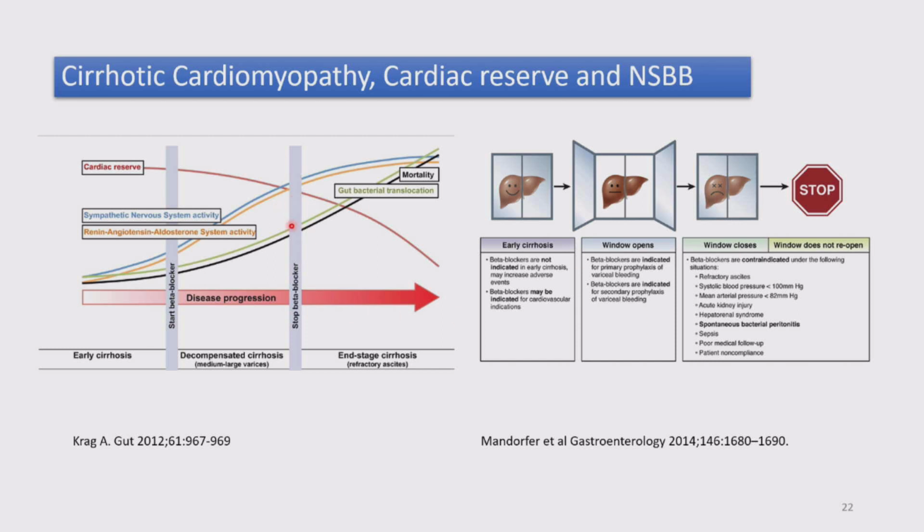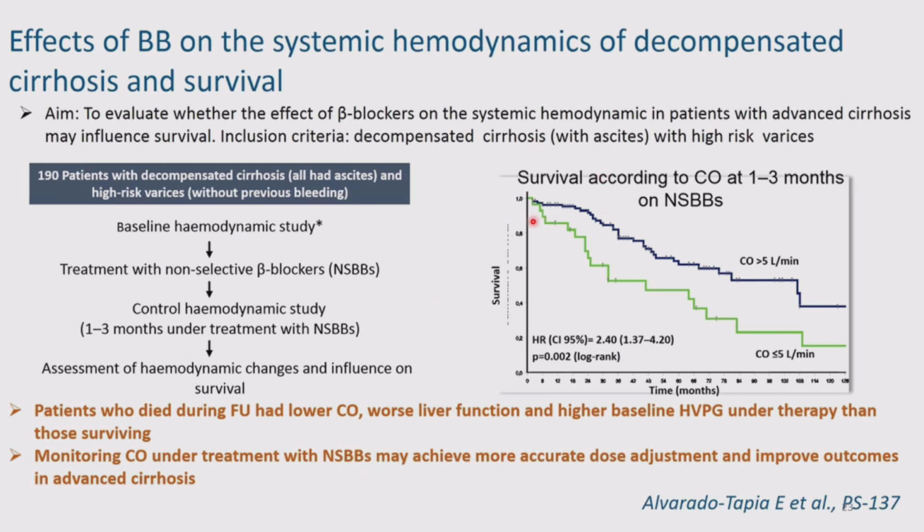So as long as the cardiac index is maintained, not the MAP, there's a dissociation between MAP and cardiac index. As long as the cardiac index is maintained, we can use beta blockers safely, but as disease progresses, the window closes. This data clearly shows the effect of non-selective beta blockers. As long as the cardiac output is maintained, the patient had better survival.